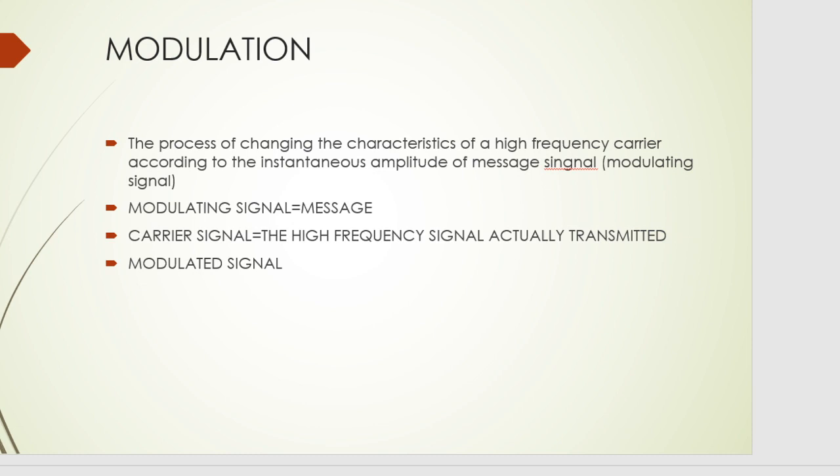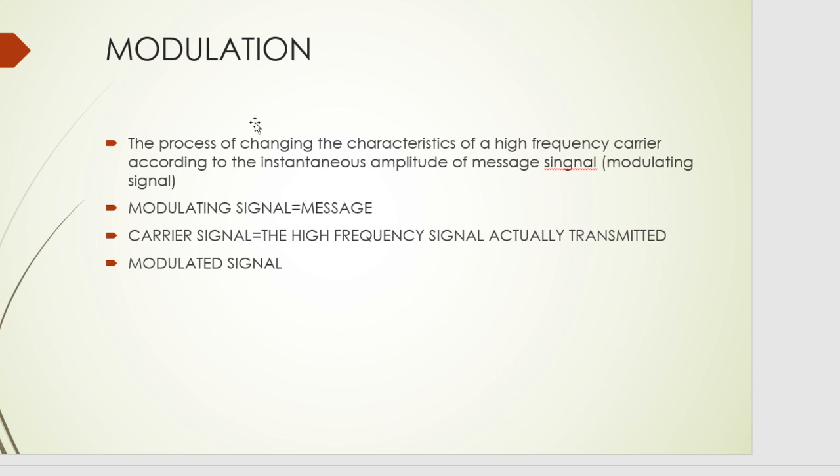So, in this class, I will explain what is modulation, the classification of modulation, the different types of analog and pulse modulation schemes, and thereafter, we will discuss in detail the pulse modulation and demodulation.